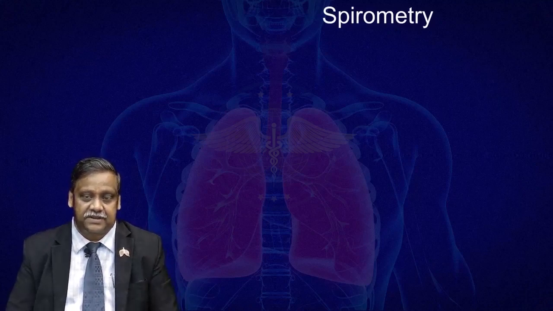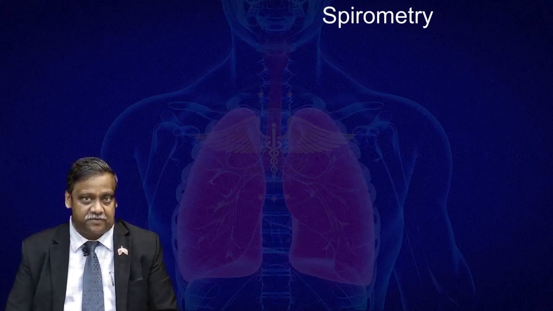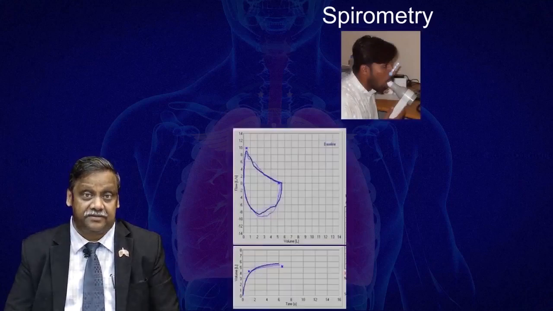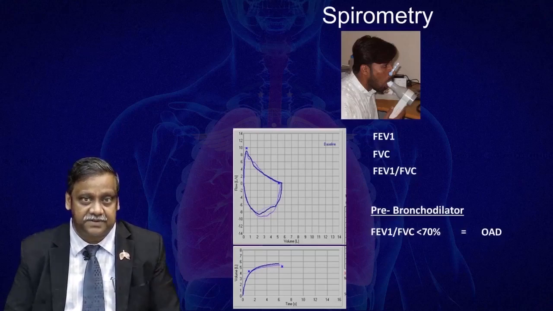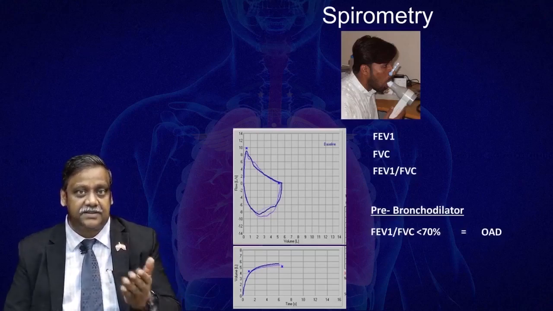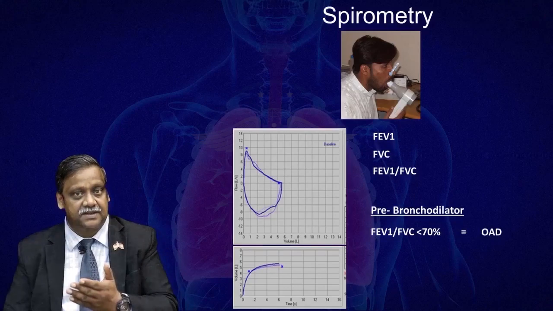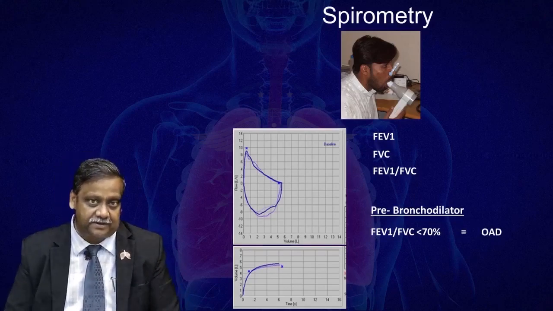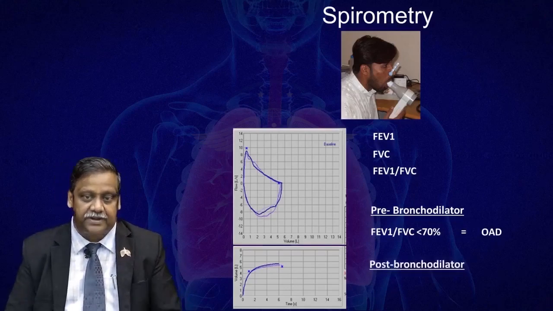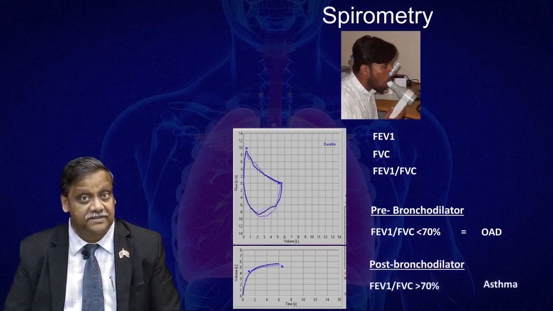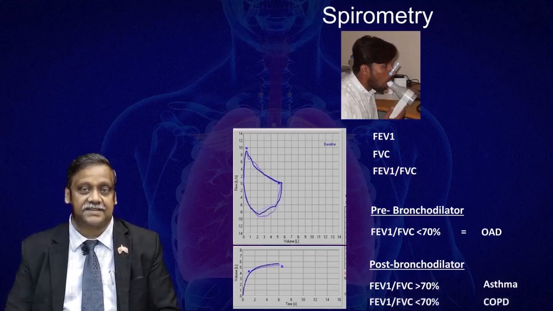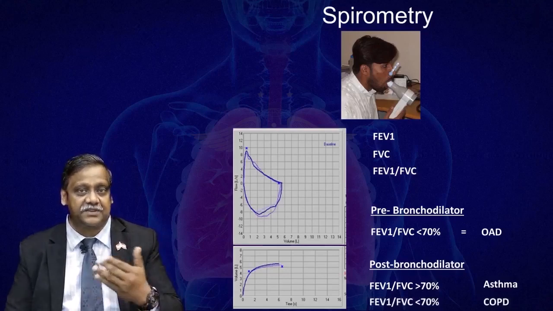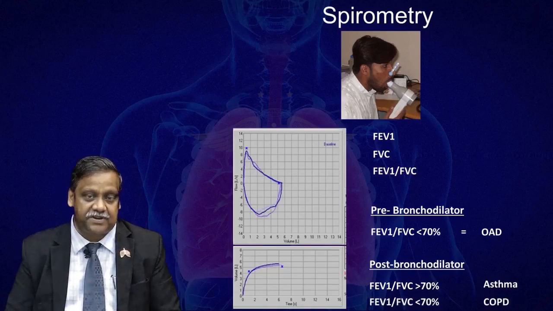between asthma and COPD. So if you're well versed with spirometry, the defining criteria for obstructive airway disease is the ratio between FEV1 upon FVC, which has to be less than 70%. So if that is the case, then you know that patient has obstructive airway disease. Now you give a short-acting bronchodilator, and after giving a short-acting bronchodilator, if the ratio now becomes more than 70%, then this is asthma, and if the ratio remains less than 70%, then this is COPD. In fact, this is the defining criteria between asthma and COPD using spirometry.